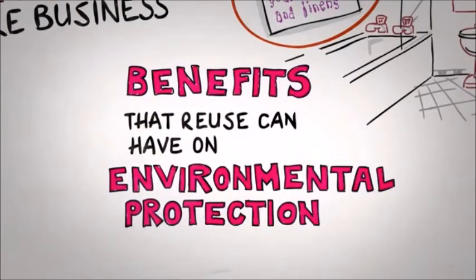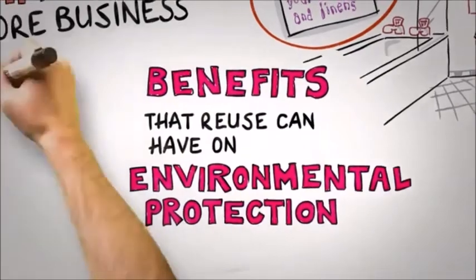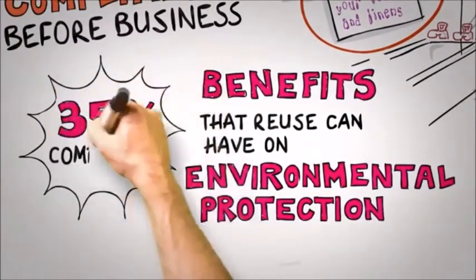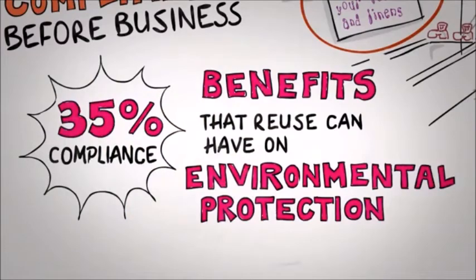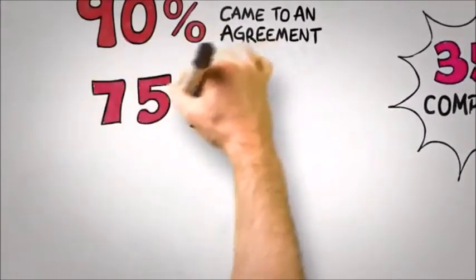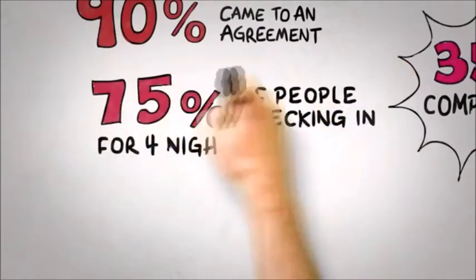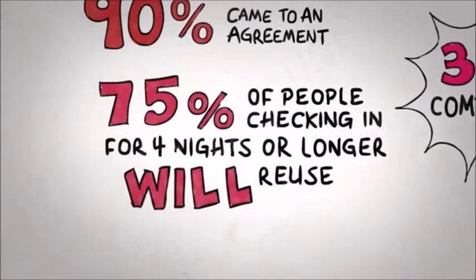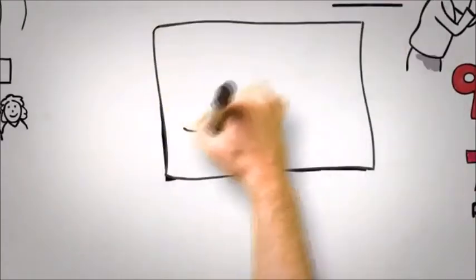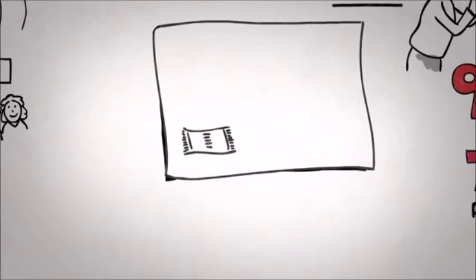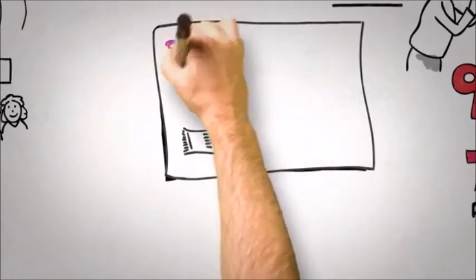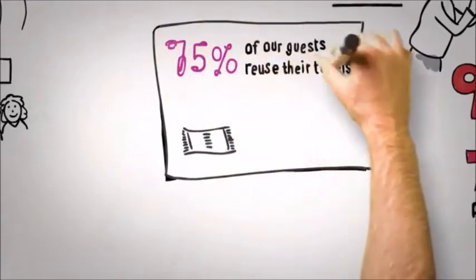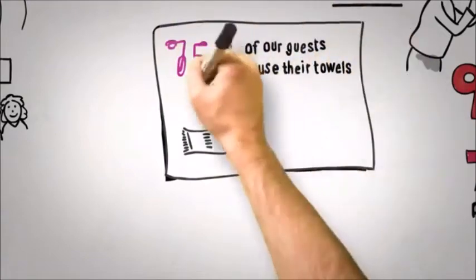It turns out that this is a pretty effective strategy, leading to around 35% compliance. But could there be an even more effective way? Well, it turns out that about 75% of people who check into a hotel for 4 nights or longer will reuse their towels at some point during their stay. So what would happen if we took a lesson from the principle of consensus and simply included that information on the cards and said that 75% of our guests reuse their towels at some time during their stay?